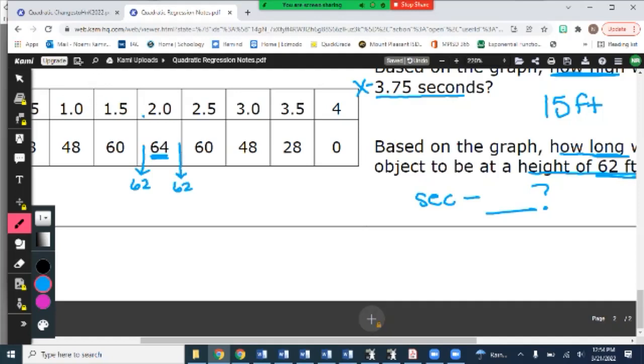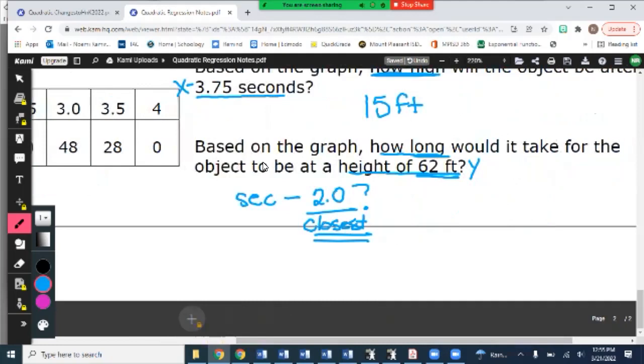So even though it takes 2 seconds to reach the 64, I'm going to look for an x value that is closest to what? 2 seconds. So 2.0, closest. It's not going to be exact. You're going to find the one that is closest to 2.0. Since it crosses twice, it can be less than 2.0 seconds, like 1.9. It could also be more. It can be 2.1.